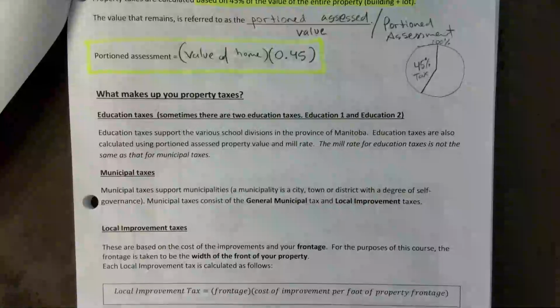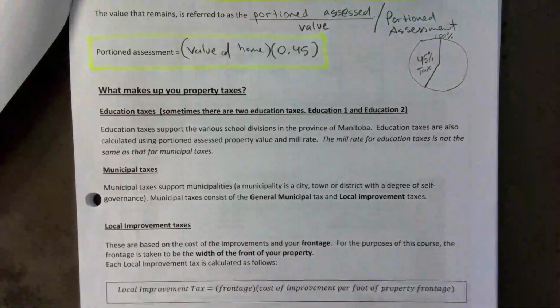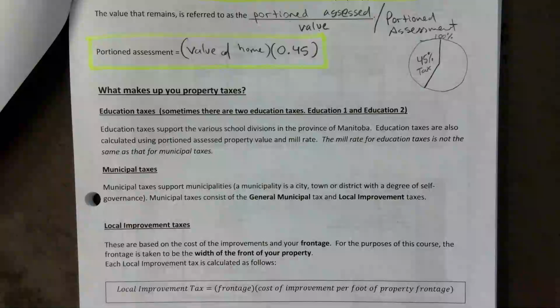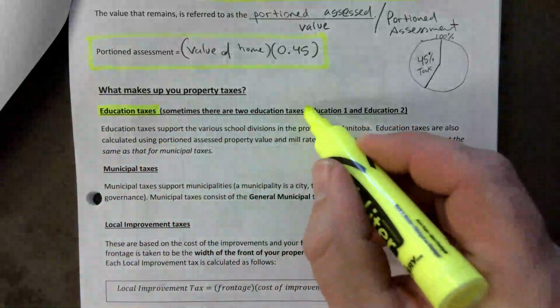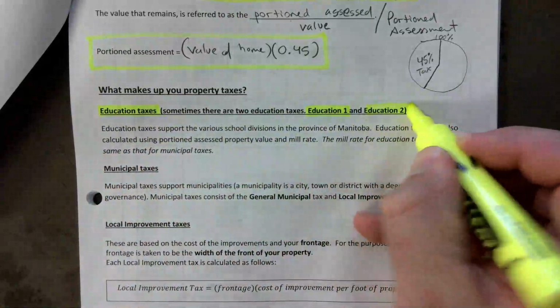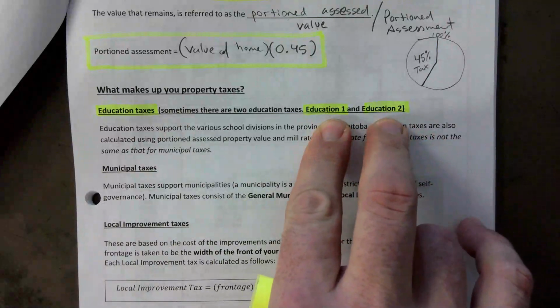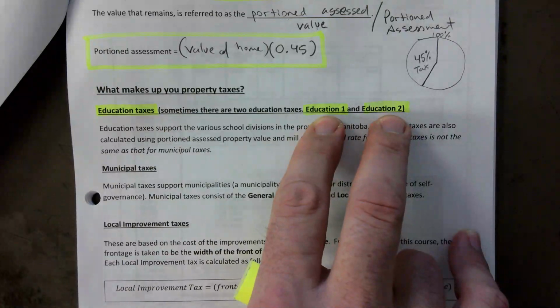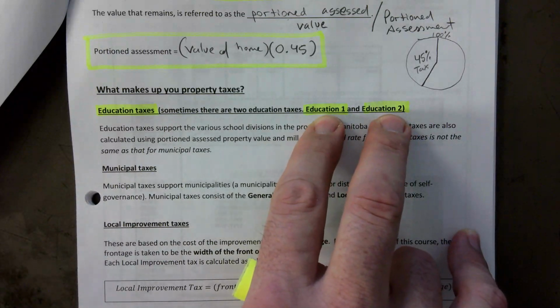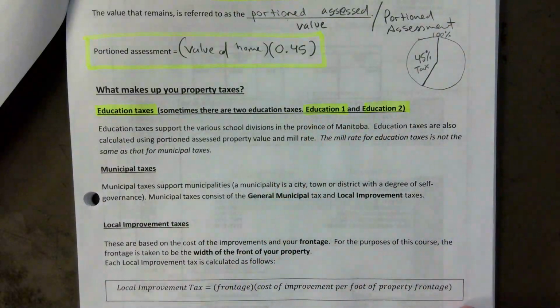What makes up your property taxes? I already mentioned it, but I want to make sure you understand that there's education, and sometimes there's education 1 and education 2. I don't know why they split it up sometimes. I need to probably look into it. But there's 2 education lines at times. Most of the time there's just 1 education line in your property tax bill.